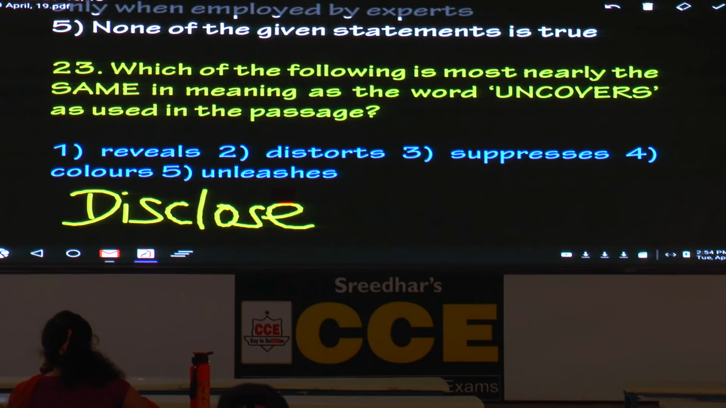Don't reveal the secrets. This is a general expression. Write the combination: reveal a secret. It means what? Disclose a secret, tell a secret. Also reveal means open. Reveal something.